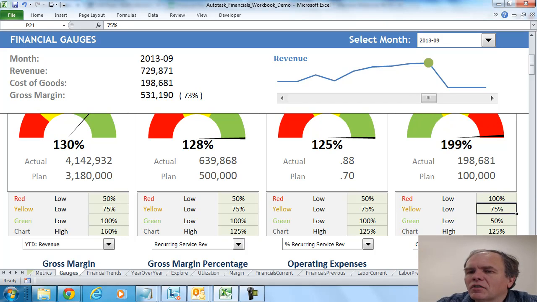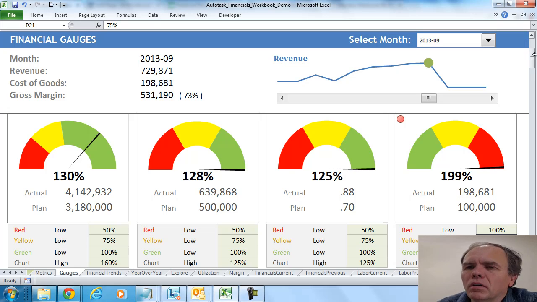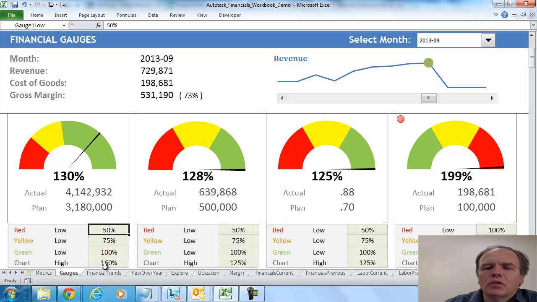But what I can also do is specify that green is starting out at 50, yellow is starting at 75, and red is starting out at 100%. Usually red always starts out at 100% of plan. That's when you're really missing it. But you can make the numbers proportional. Oftentimes, you have no expectation that revenue is going to be under 80% of your plan. That's almost your threshold. In fact, in most companies, you'd probably say red is starting at 80.